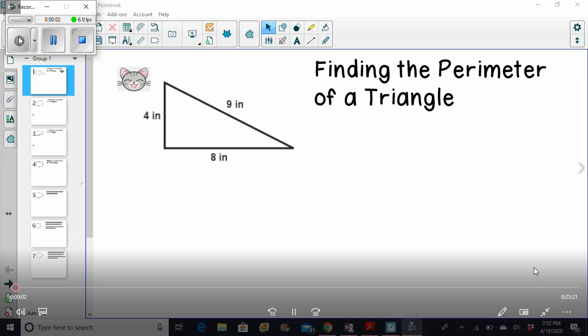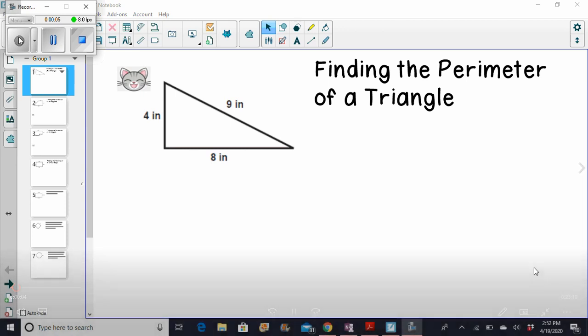Hello, fourth graders. Today we're going to be practicing finding the perimeter of a polygon. A polygon is just a closed shape that has straight sides on it.